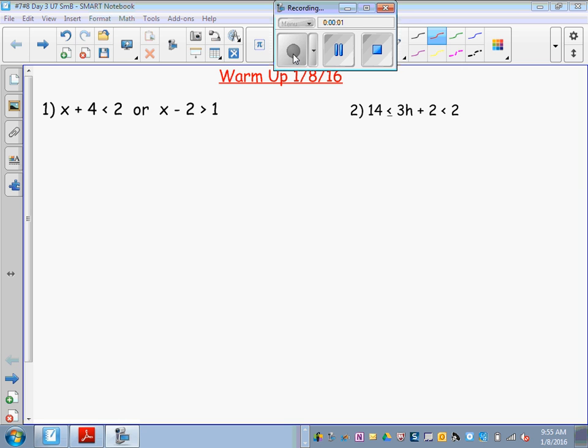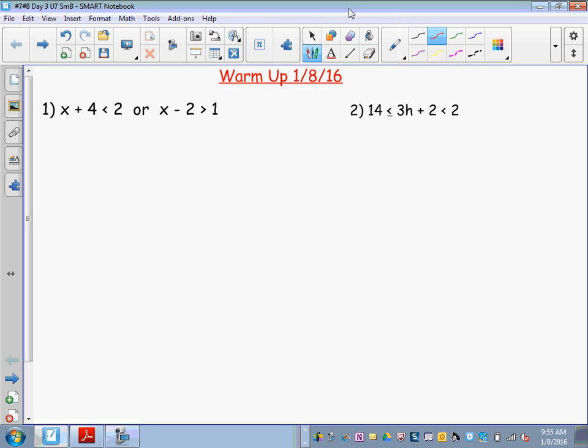Form up here. We have two different inequalities. Our first one is an OR. The second one is an AND. When we have an OR statement, we solve these as two individual inequalities. So we're going to first solve the left one.